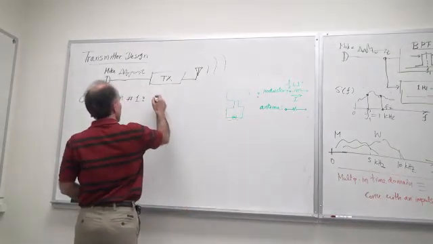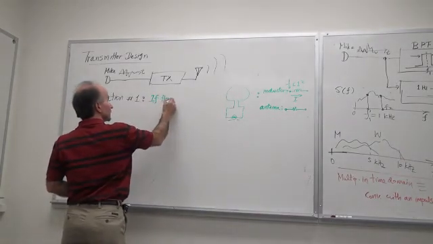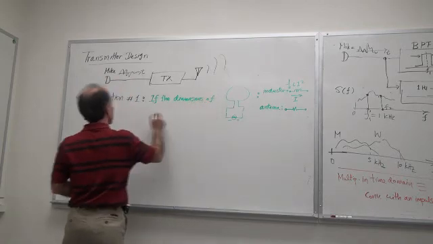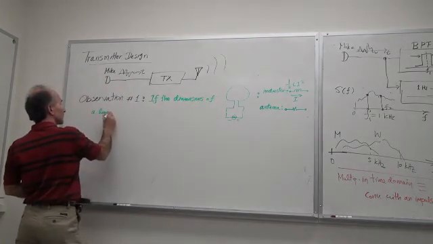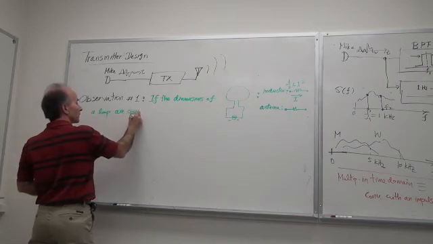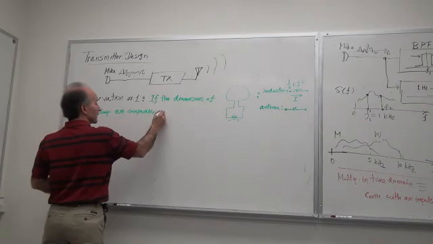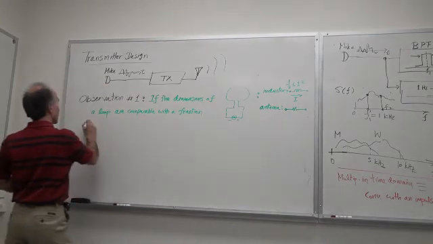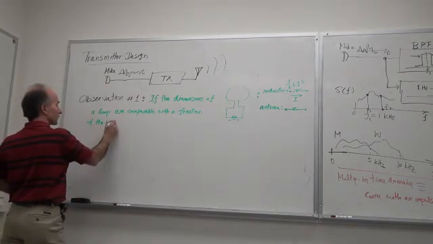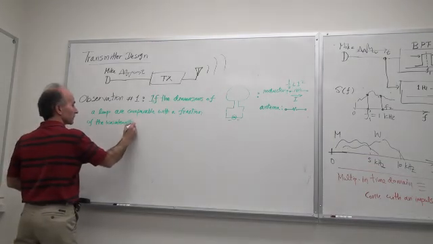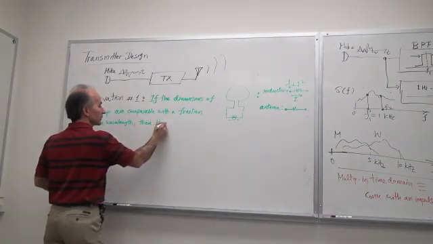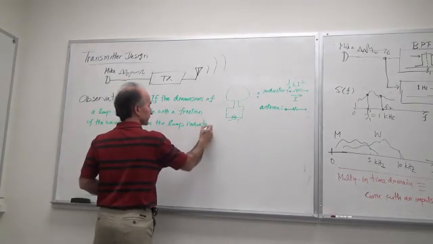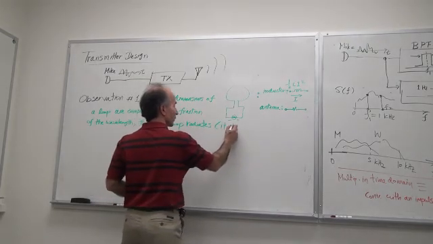So here's the observation. If the dimensions of a loop are comparable with a fraction of the wavelength, then the loop radiates. Okay? Meaning it does not store energy.